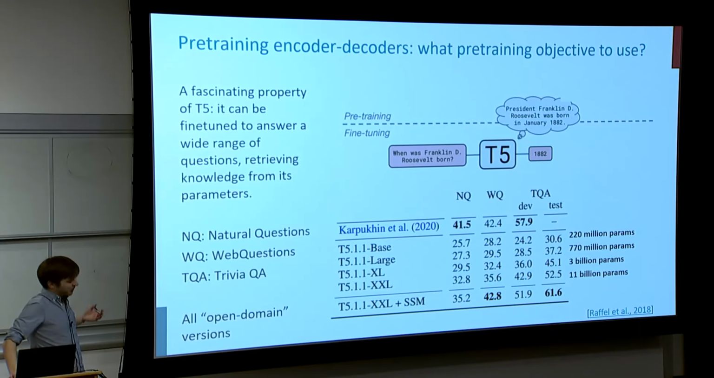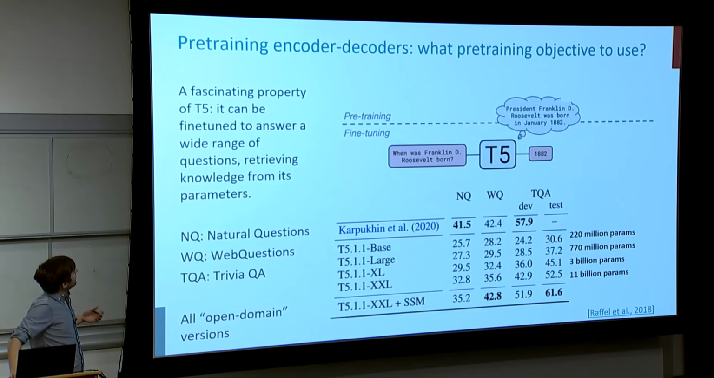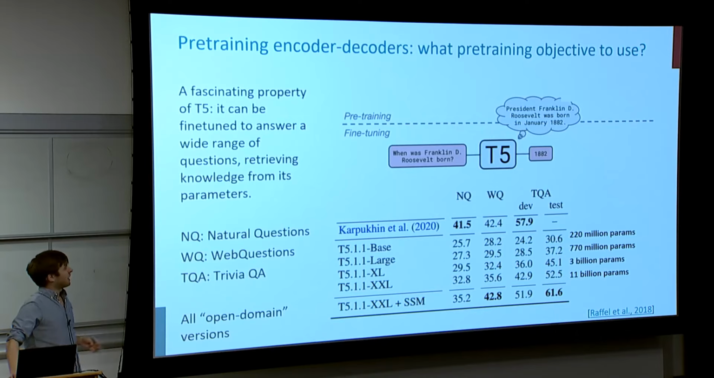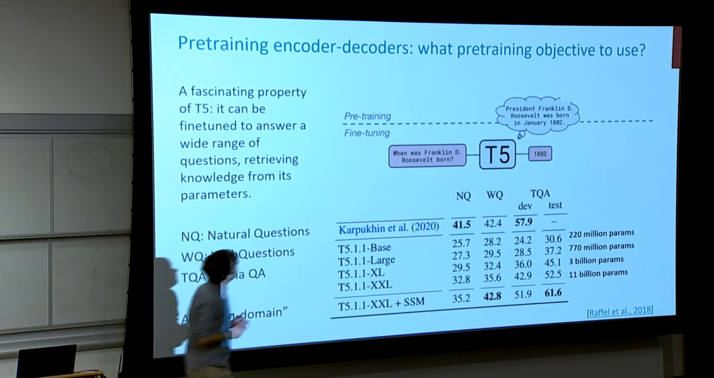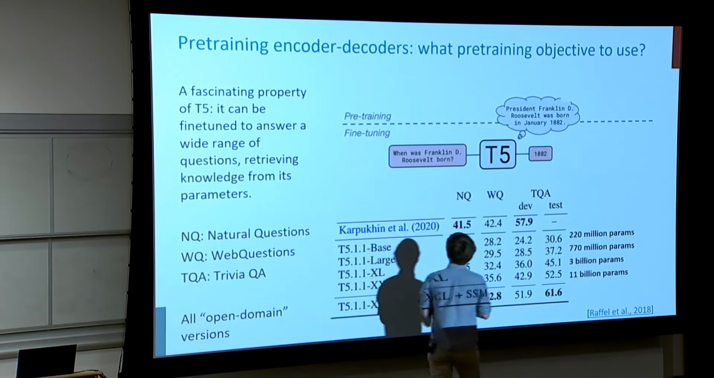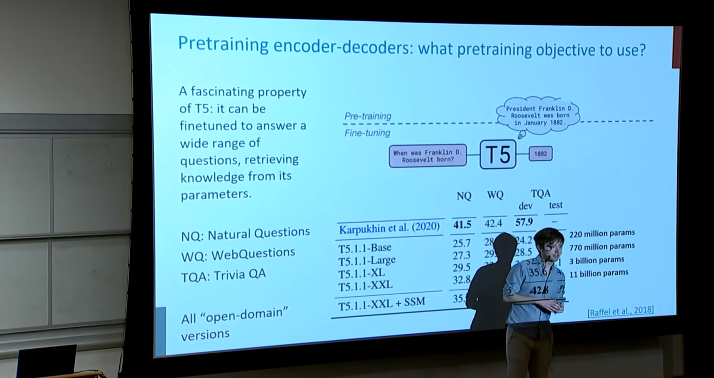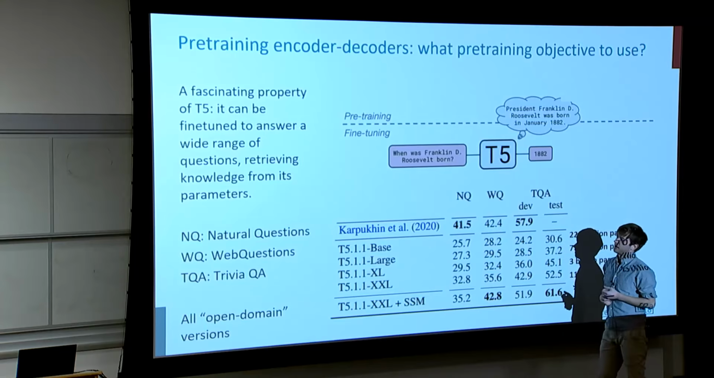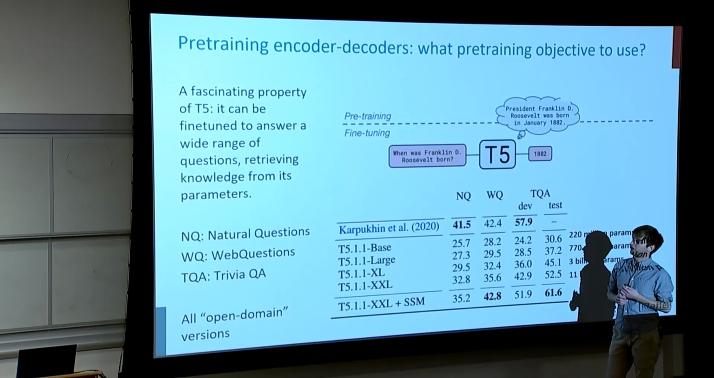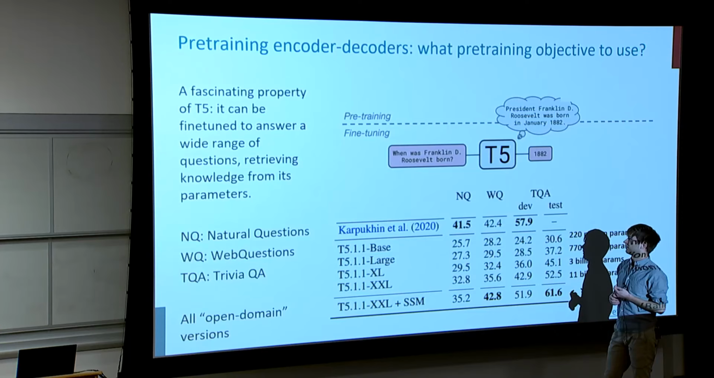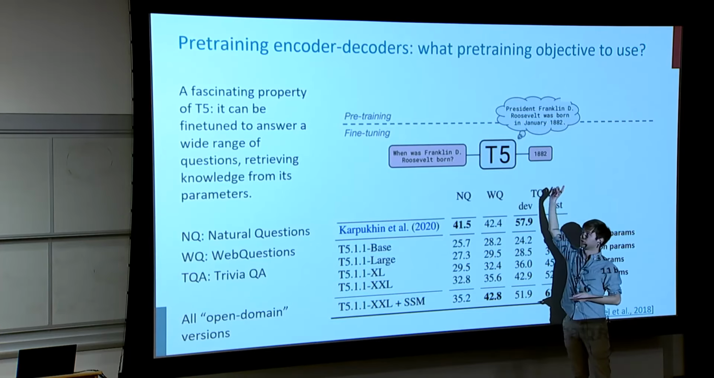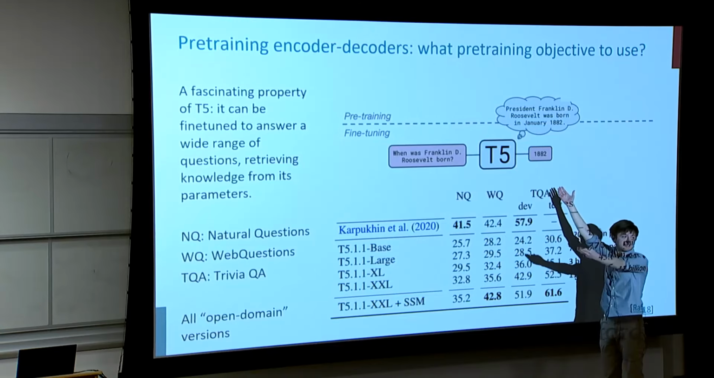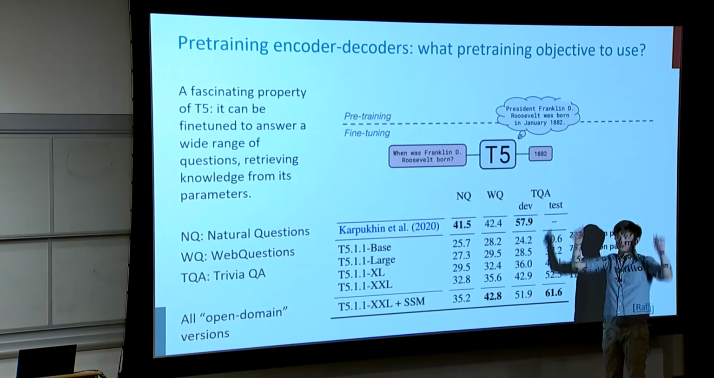There's a fascinating property of these models also. So T5 was the model that was originally introduced with salient span masking. And you can think of, at pre-training time, you saw a bunch of things like Franklin D. Roosevelt was born in, blank, and you generated out the blank. And there's this task called open domain question answering, which has a bunch of trivia questions, like, when was Franklin D. Roosevelt born? And then you're supposed to generate out the answer as a string, just from your parameters, right?